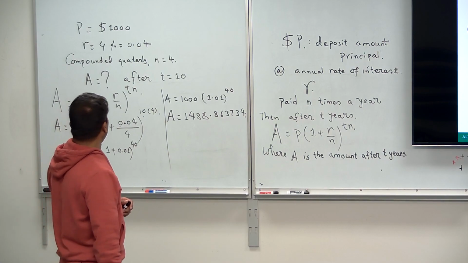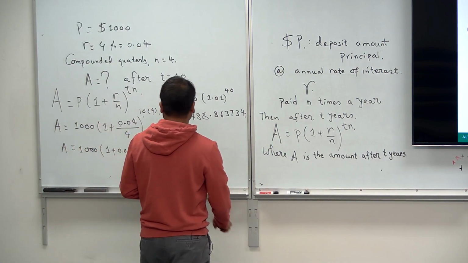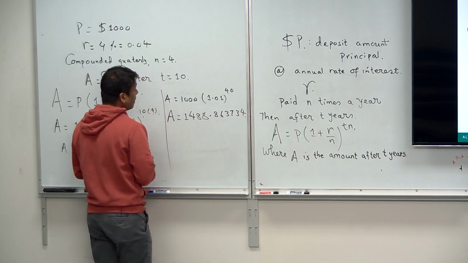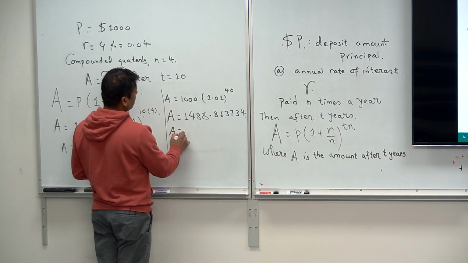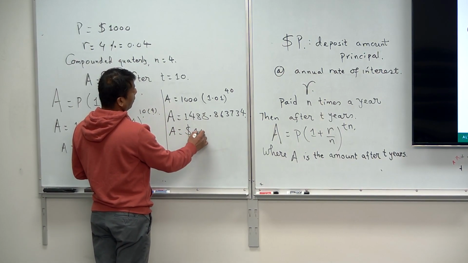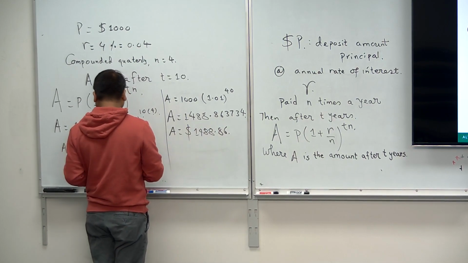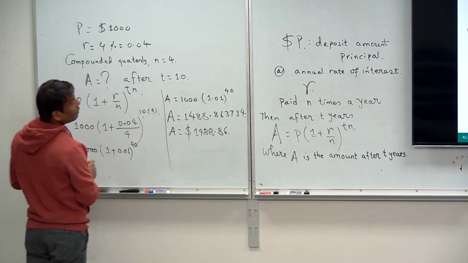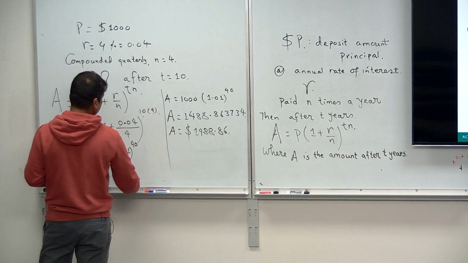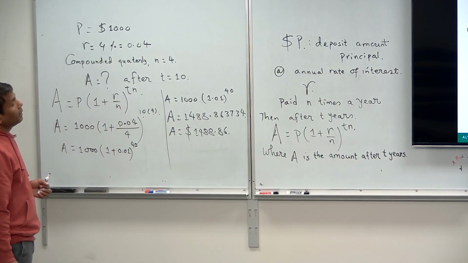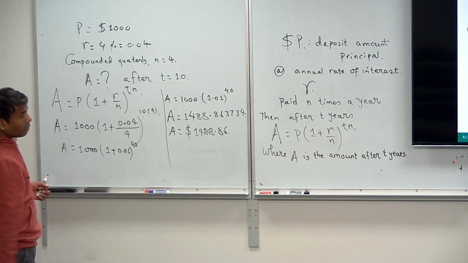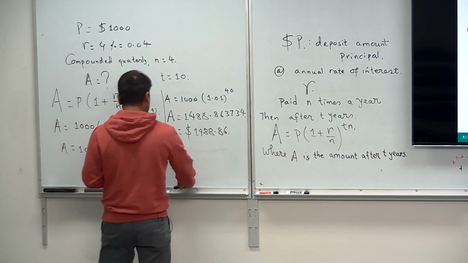Okay, so now if you round to the nearest cent, what is the amount? It's going to be 1488.86. And in part B, you need to find out the interest. Okay? How much interest is earned over the 10-year period.